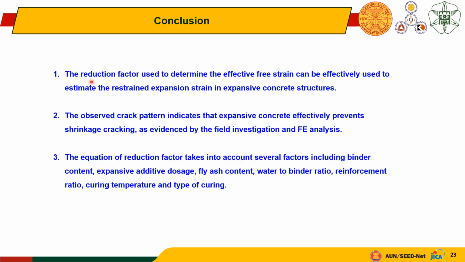Based on the results and discussion, we have some conclusions. First, the reduction factor used to determine the effective free strain can be effectively used to estimate the restraint expansion strain in expansive concrete structures. The observed crack pattern indicates that expansive concrete effectively prevents shrinkage cracking, as evident from the field investigation and finite element analysis. The equation of the reduction factor takes into account several factors, including the binder content, expansive additive dosage, fly ash content, water to binder ratio, reinforcement ratio, curing temperature, and type of curing.